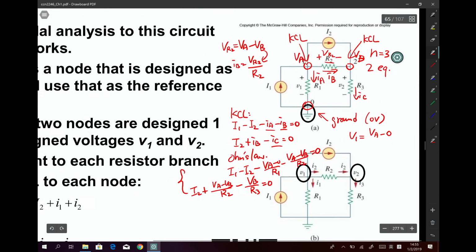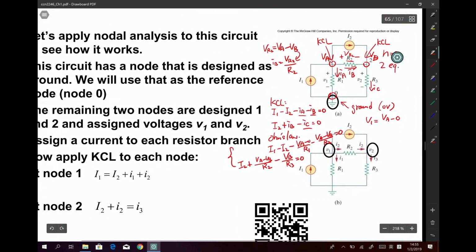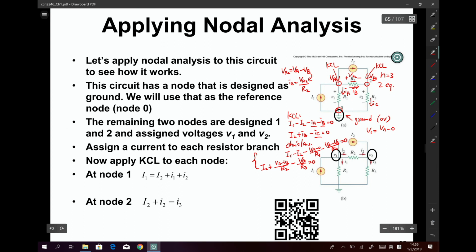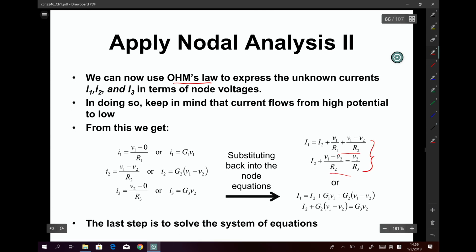Now you can read the sentence that we provide to you. They are more or less the same. You can see we select the reference loop. For the remaining two loops, we assign the voltage and apply the KCL. Then we apply the Ohm's law, and we replace each of the Ohm's law here to set up two equations. And at the end, we solve these two equations to get the value of V1 and V2.